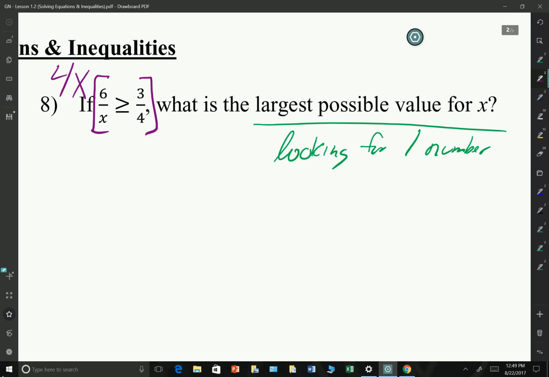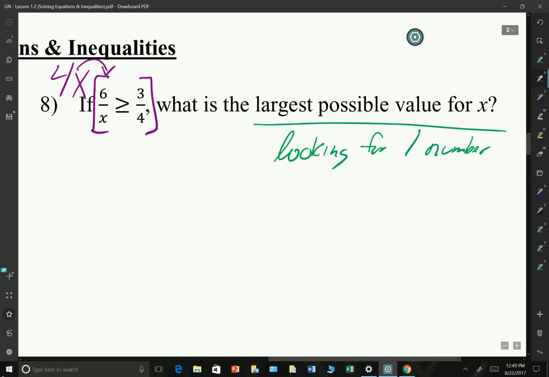Who cares that the denominator is an x? You can still multiply by the variable. So if I take 4x to the first one, what's going to cancel out? The x. So you have 4 times 6. When I take 4x to the second one, what's going to cancel out?